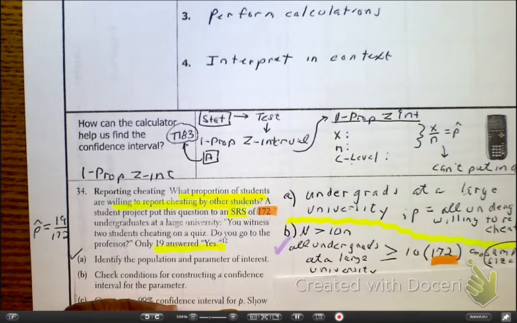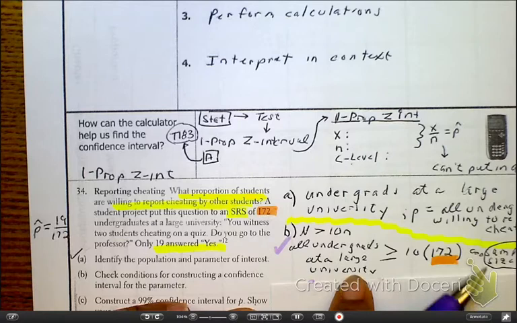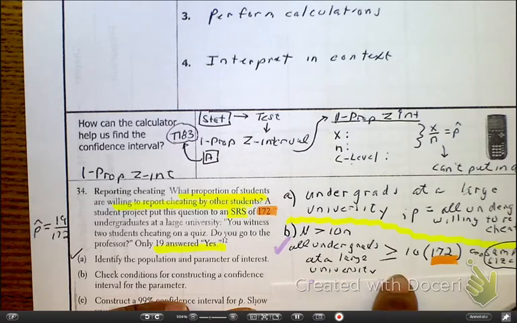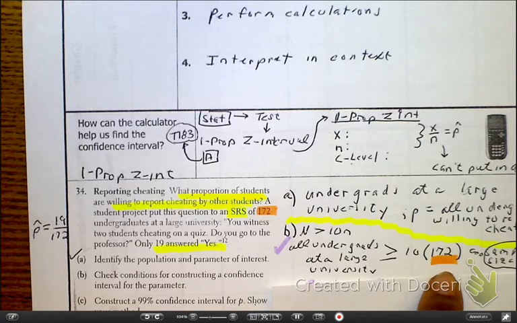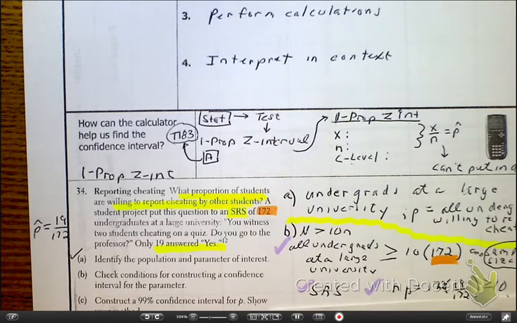So here we look at the 10% rule. Please remember, the reason for the 10% rule is to make sure that the sample size is not too big. So honestly, all the undergraduate students at a large university, I don't know what that is, so I'm just going to say all of them, have got to be greater than or equal to 10 times 172. So yes, the sample size is okay. Next, SRS, that was a gift.